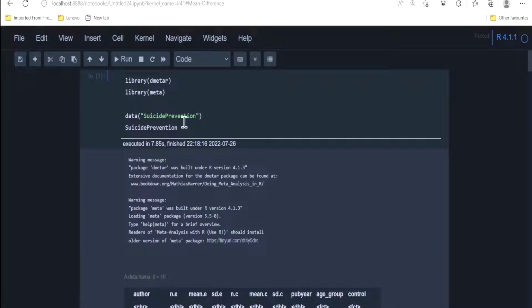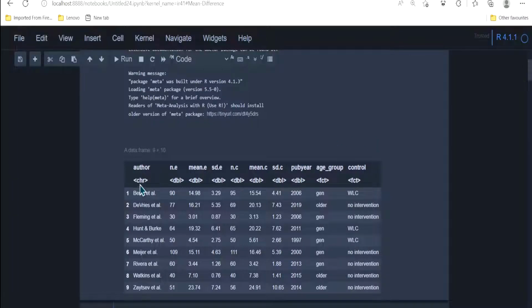For that, I have already loaded the data, and the data looks like this. You have the order, the number of samples in the experimental group, and the mean and standard deviation. Then for the control group as well, you have NC, mean C, and the standard deviation. We also have publication year, age group, and control group type. That means, what did the control group get? One gets WLC, maybe, and the other no intervention. Maybe this is usual care or some kind of intervention. But these are the studies that we would like to compare and pool together.